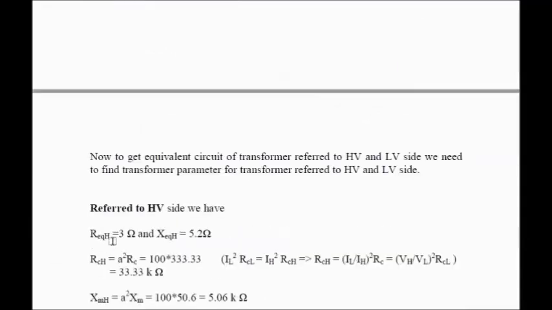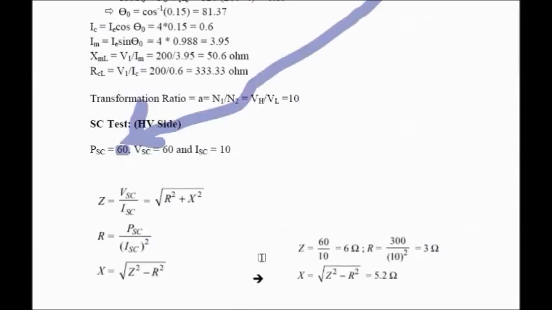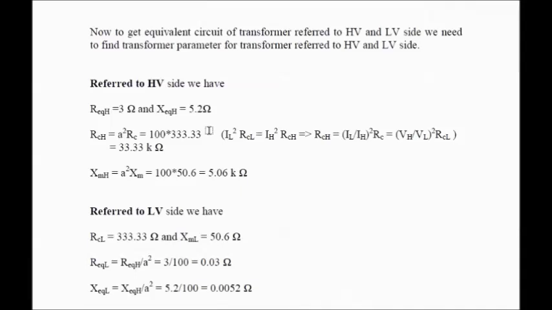So R equivalent referred to the high voltage side is 3, X equivalent referred to the high voltage side is 5.2 ohm. Now the core or parallel branch parameters can be found like this. RCH, or RC referred to high voltage, will be A square RC. Why A square RC? In the original transformer, I square R before transformation must be equal to I square R after transformation.